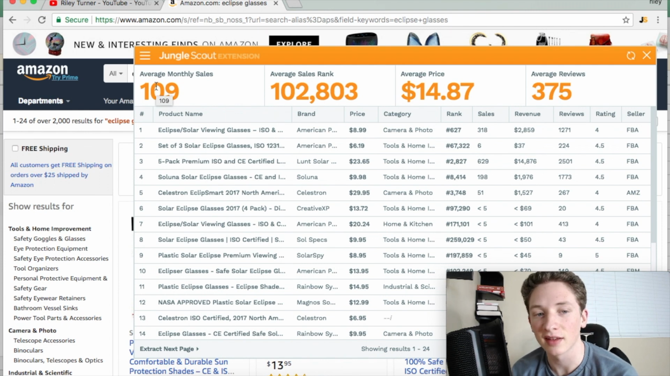On the left hand side, we're going to see the average and monthly sales, which is extremely important. We see the sales rank, which isn't so important. We also see the average price, which is very important. And then last, we see the average reviews, which is very important.